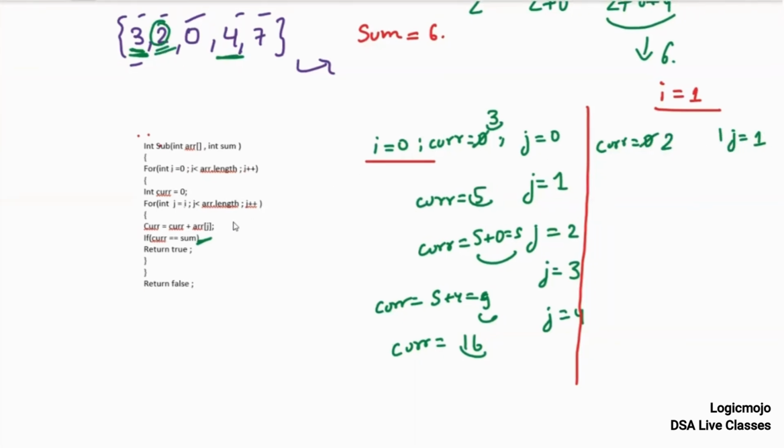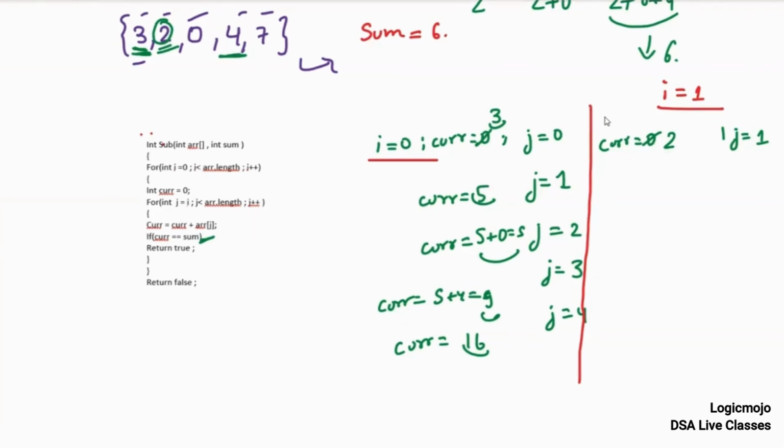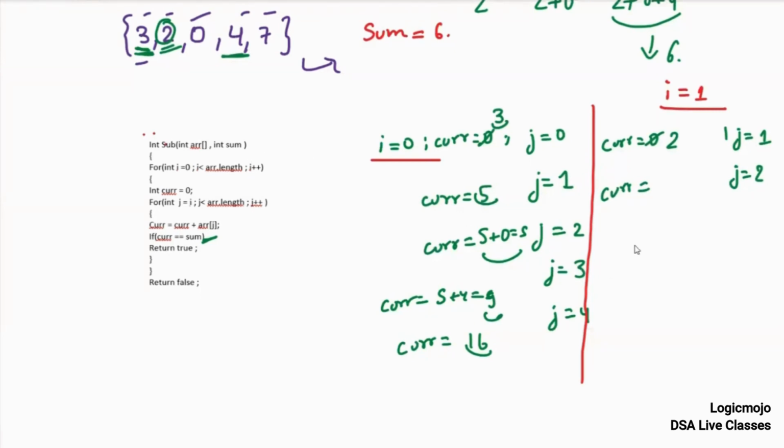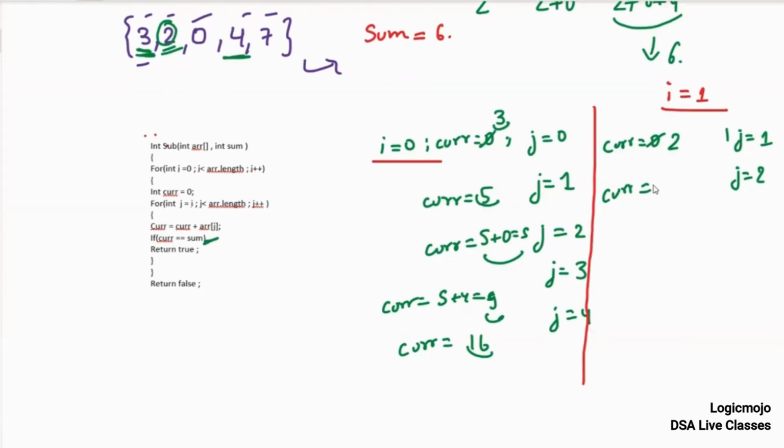Again, it checks whether current is equal to sum or not. We see current is not equal to sum. Okay. So in that case, nothing will happen. Keep on doing the iterations. Now the value of j will become 2. The value of current will be 2 plus 0, current plus array of j, this index, so it will be 2 only. Now the value of j will become 3. Current will be equal to this index plus array of 3, which is 4. So our current now becomes 2 plus 4, which becomes equal to 6.